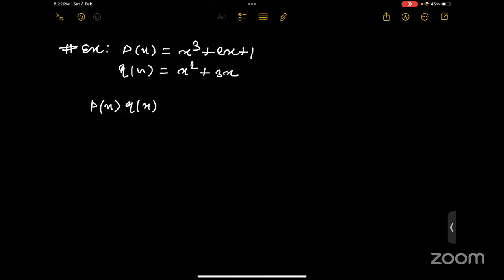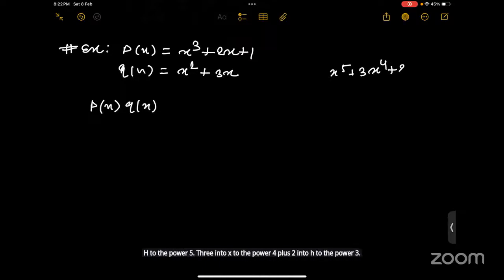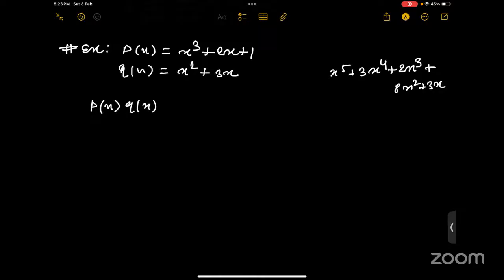What is the answer you are getting? x to the power 5, 3 into x to the power 4 plus 2 into x to the power 3 plus 8 into x to the power 2 and 3x. This is what you are getting, right? Okay. So let us do it step by step.